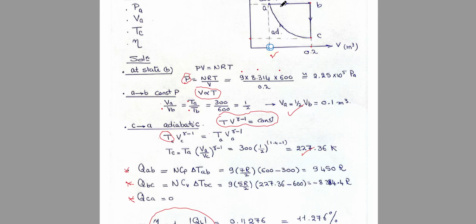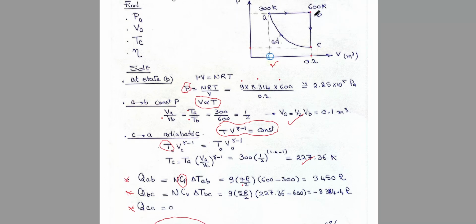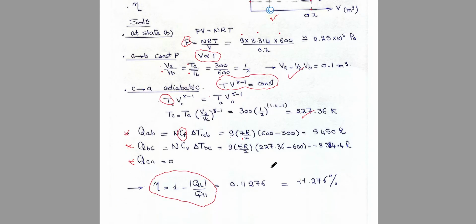In the first process from A to B, it is constant pressure, so QAB equals nCP delta T. n is 9 moles, CP is 7R over 2, and delta T is TB minus TA, which is 600 minus 300. You always take the final temperature minus the initial temperature. So the final temperature is 600 and the initial is 300. This is the delta T. After substituting, we can get Q in terms of R.